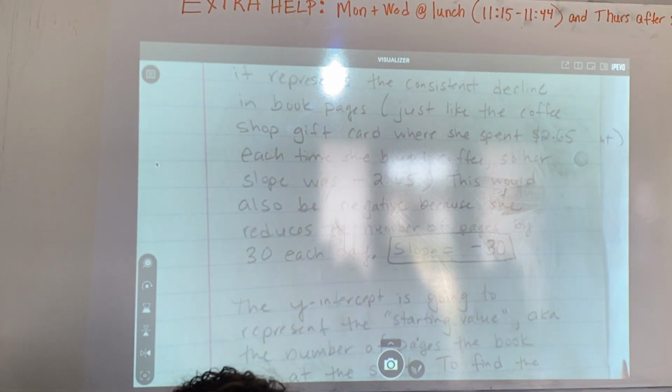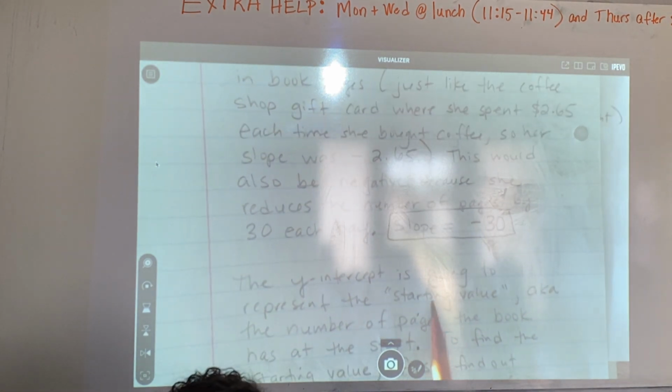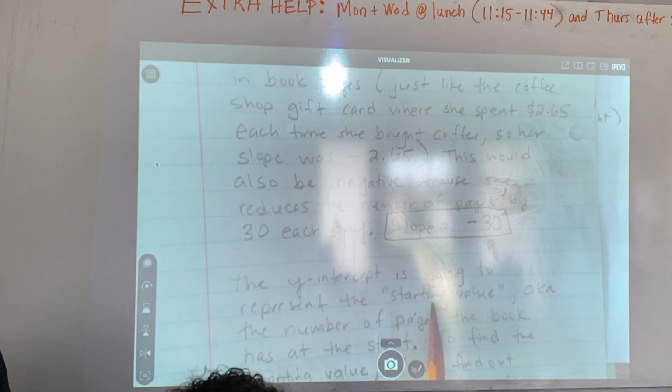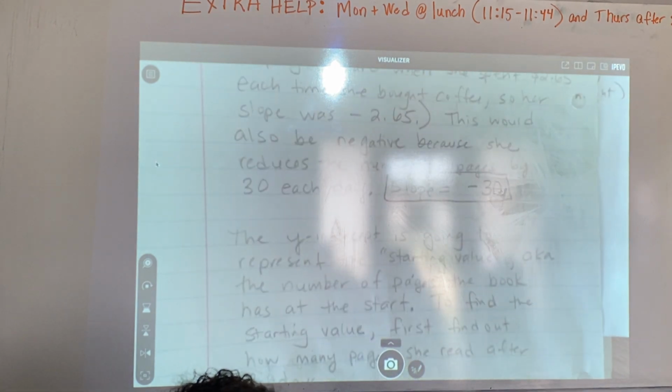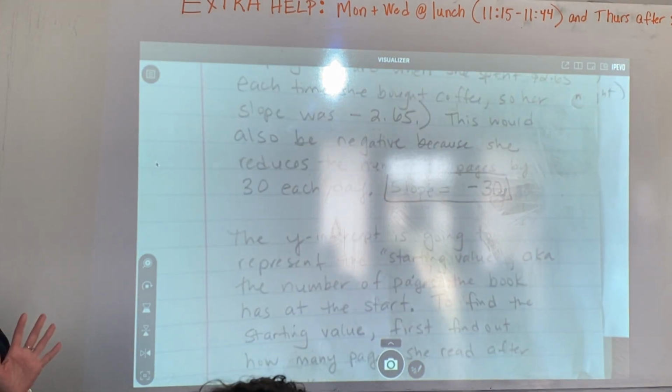Yeah. Okay, so since the y-intercept has to be our starting value, what's the starting value of a book in terms of pages? 450. Well, any book. Any book that you want to read, what is a starting value before you start reading it?